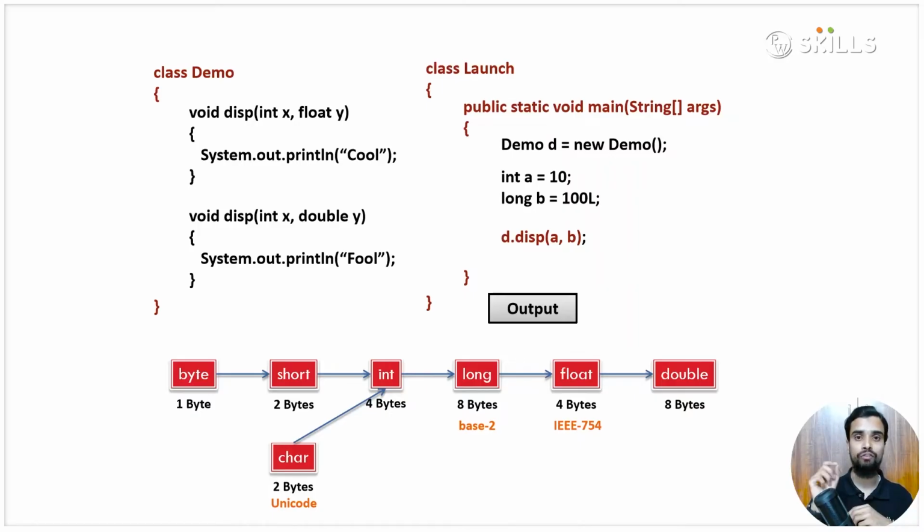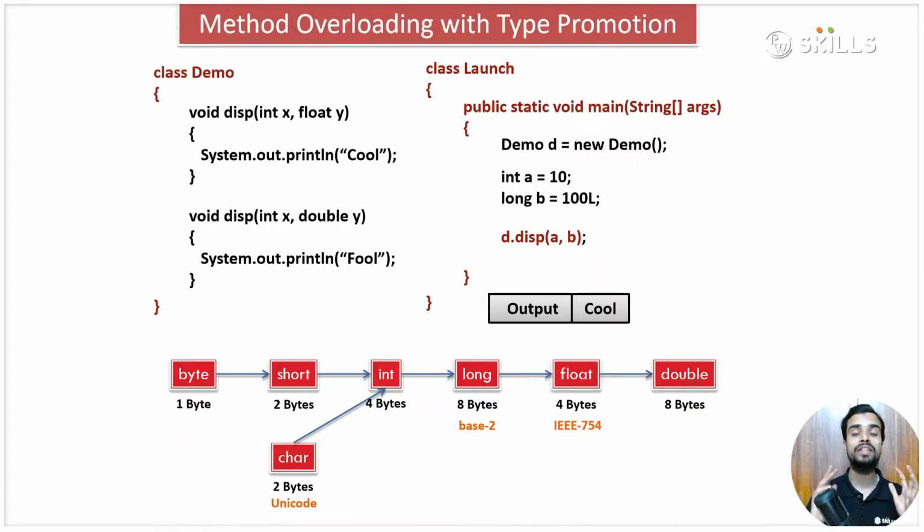In other words, for this particular method call, the output is not going to be compilation error. Though the exact match is not found, even then the compiler would perform implicit typecasting and it is able to find the closest match. In this case, it happens to be the first display method. Hence, the output of this program code is going to be cool. This is what, my friends, is referred to as method overloading with type promotion.